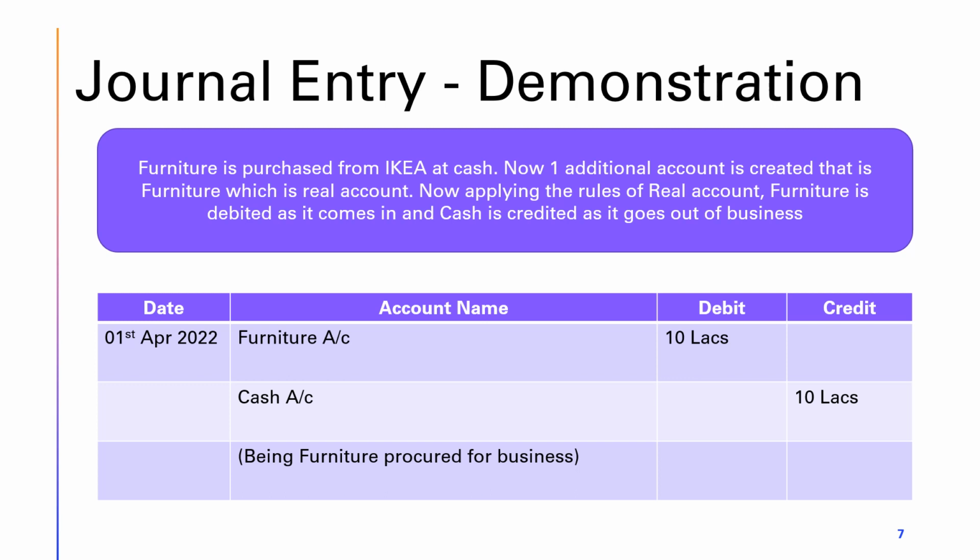Hence, LG company account was created as it will have to pay money after 2 months, but IKEA account is not created as it has paid the money on that day itself. Hence, entry passed would be furniture account debited as it comes in the business and cash credited as the money goes out of the business.